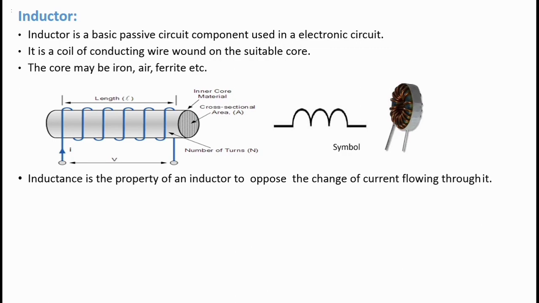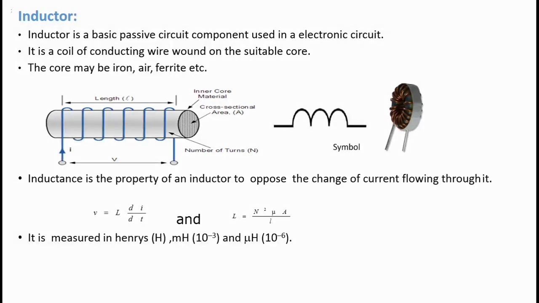It is the property of an inductor to oppose the change of current flowing through it, and it gives the formula V is equal to L into di by dt, and L is equal to N squared mu A divided by L, where N is the number of turns of the wire, mu is a constant, A is the cross-sectional area, and L is the length. Inductance is measured in henries. Also there are other units like millihenry and microhenry.